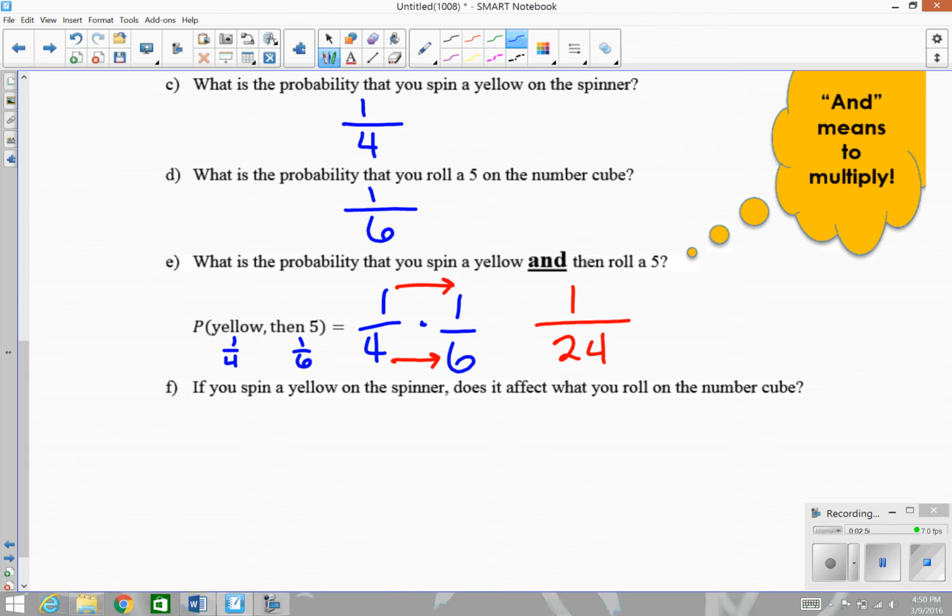And then lastly, it says, if you spin a yellow on the spinner, does it affect what you roll on the number cube? Okay, and the answer is no. Whatever you spin on the spinner is totally separate from what's happening on the number cube. Finish correcting your paper and then flip to the next page.